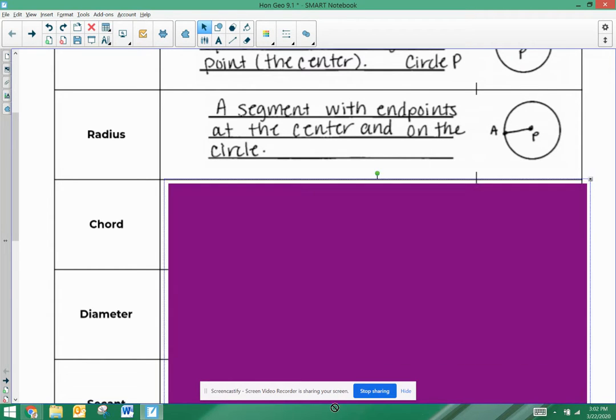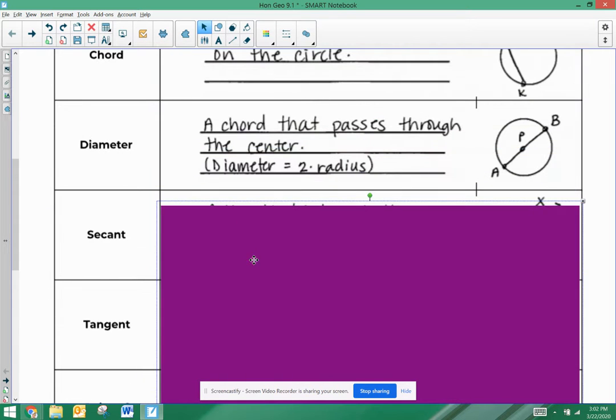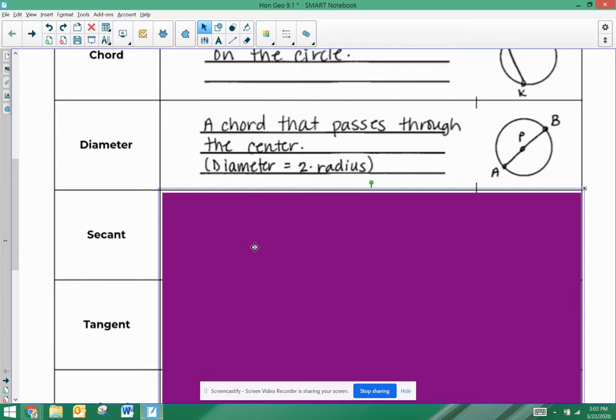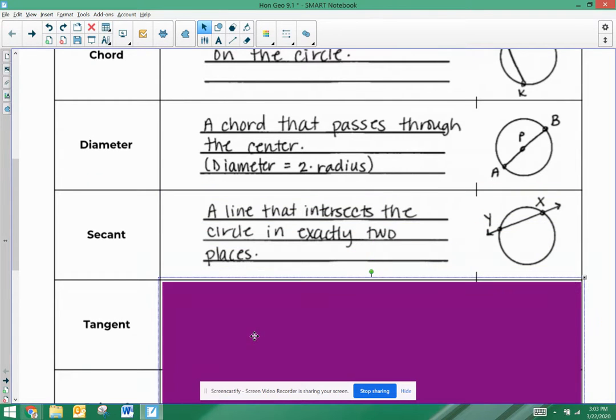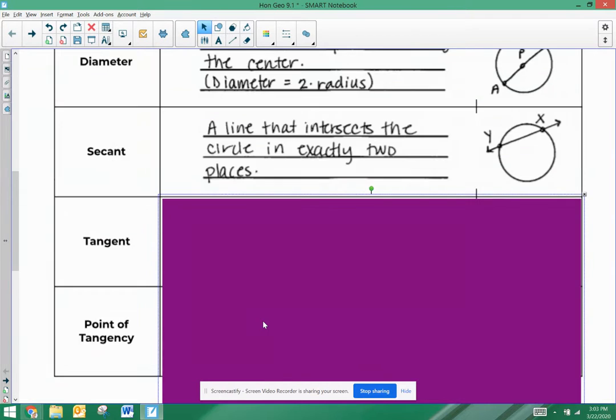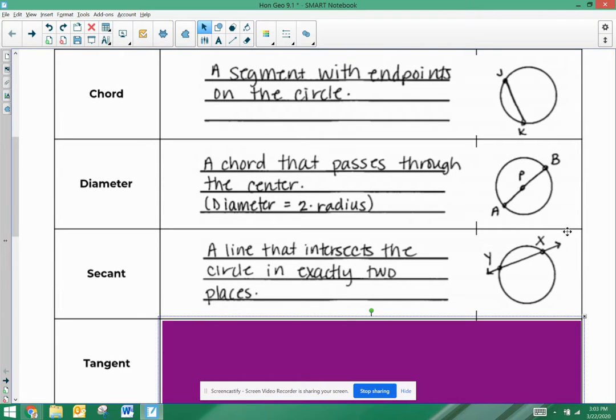A diameter is this specific type of chord. It's a chord that passes through the center. And as you already know, the diameter is twice the radius. A secant is a line that intersects the circle in exactly two places. So when you look at a chord and a secant, the difference is a chord is a segment and a secant is a line.